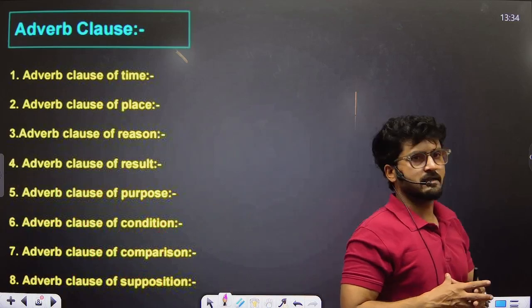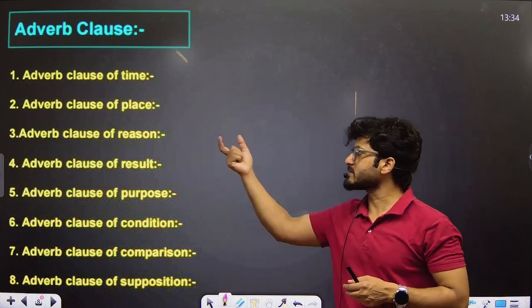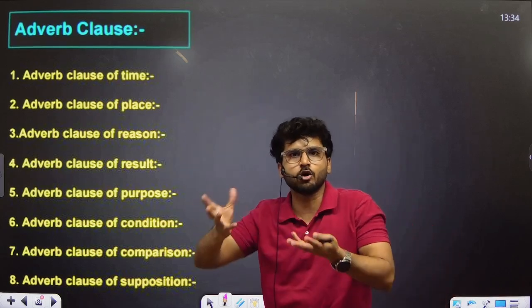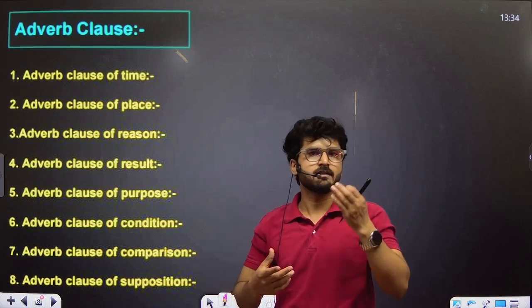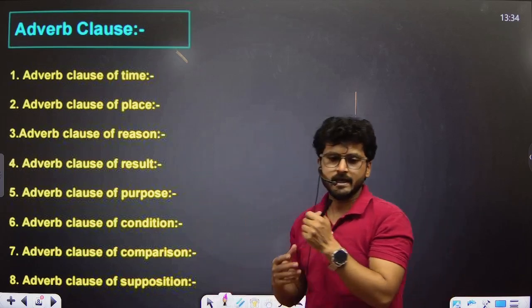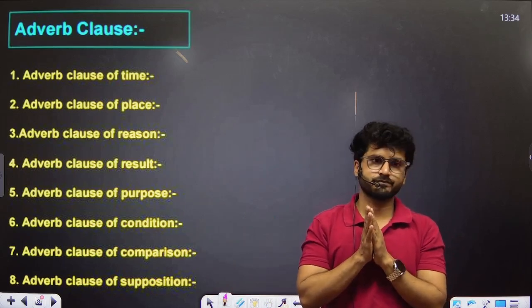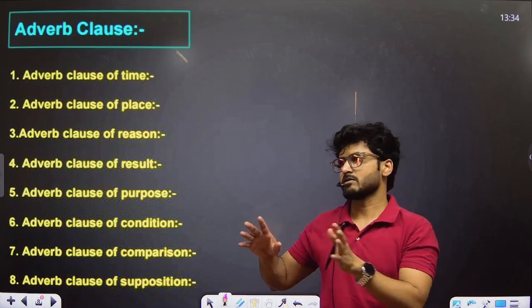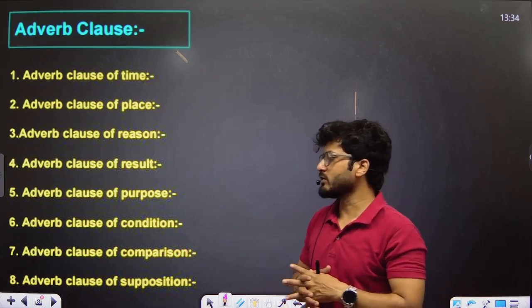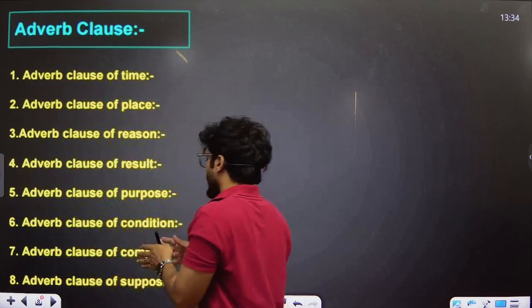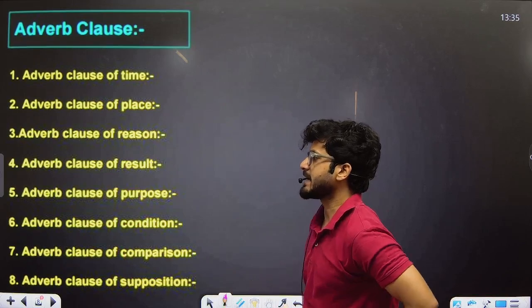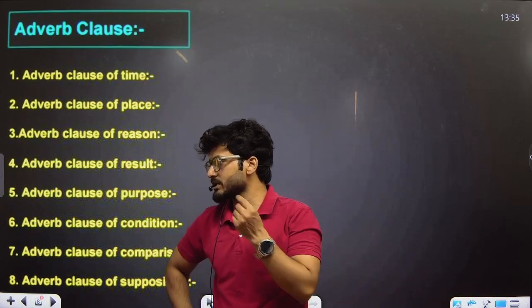Adverb clause of reason gives information about the reason: because, as, that, since. Adverb clause of result: this happens, so that, these kinds of cases. In the condition, if this happens then, you get if, unless, provided, these kinds of conjunctions.